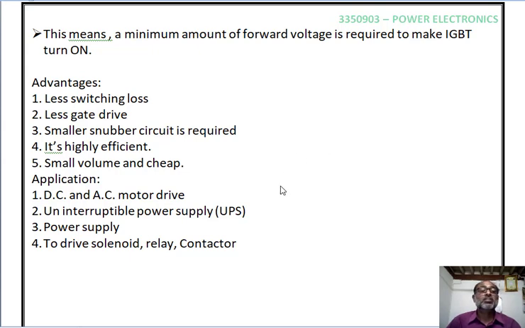What are the applications of IGBT? IGBT is used for DC and AC motor drives. It is also used for UPS, uninterruptible power supply. It is also used in power supplies. And fourth, IGBT is used to drive solenoids, relays, and contactors.